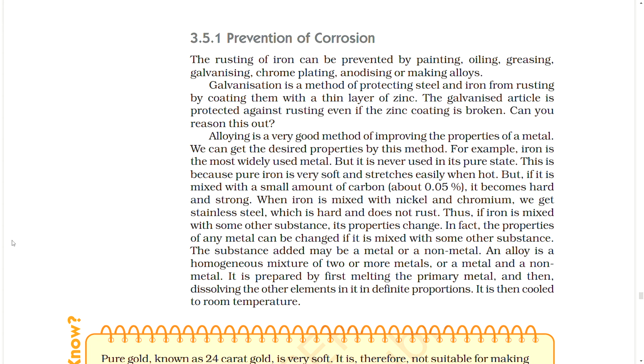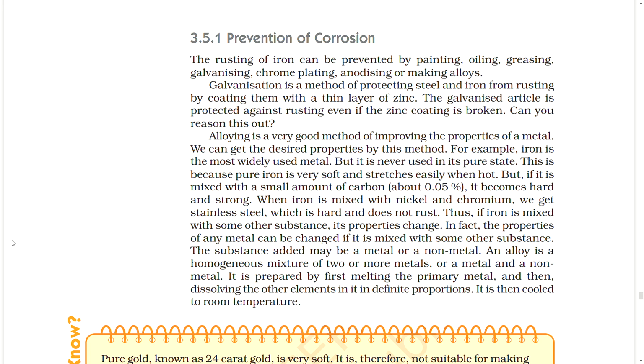Alloying is a very good method of improving the properties of a metal. When we can get the desired properties by this method, for example, iron is the most widely used metal, but it is never used in its pure state. This is because pure iron is very soft and stretches easily when hot, but if it is mixed with a small amount of carbon, about 0.05%, it becomes hard and strong.